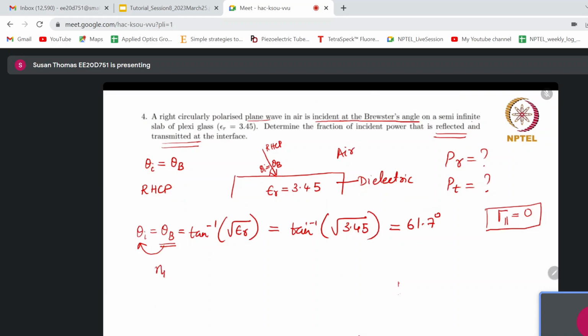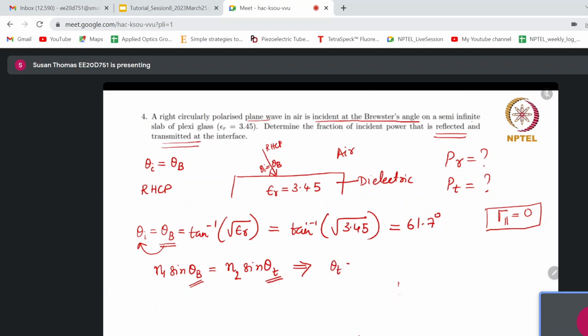So now let us write Snell's law at this air-dielectric interface. N1 is air, so N1 sine theta I, which is theta B, is equal to N2, which is the dielectric, into sine theta T. So that is the angle of transmission. This is the angle of incidence and this is the angle of transmission. Now, can we calculate the angle of transmission here? How do we calculate that?